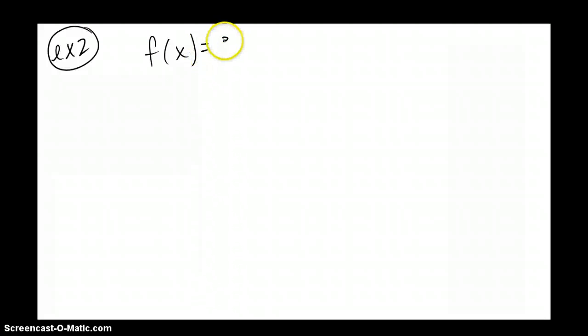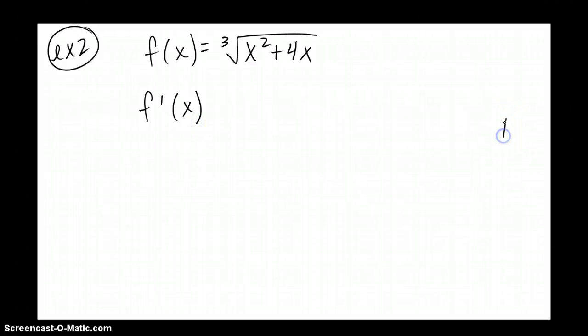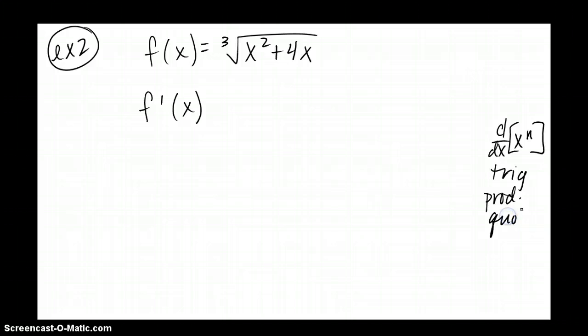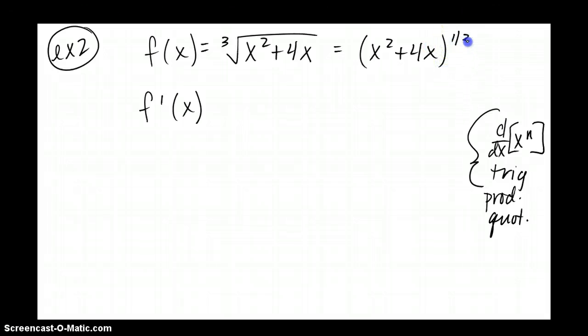So f of x equals the cube root of x squared plus 4x, and we want to find the derivative of this. Okay, so let's think of our derivative rules that we have. You have your power rule, you have all your trig rules, you have your product and quotient. We're gonna use these two in particular each time we attempt to use the chain rule. Not to say that product and quotient won't be used as well. But first I'm going to rewrite my function so that I can recognize what this outside function is.